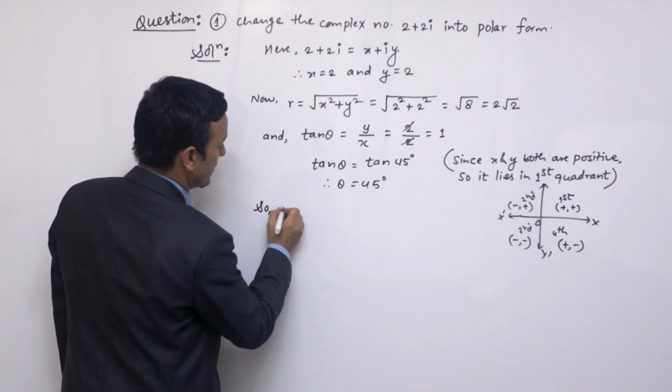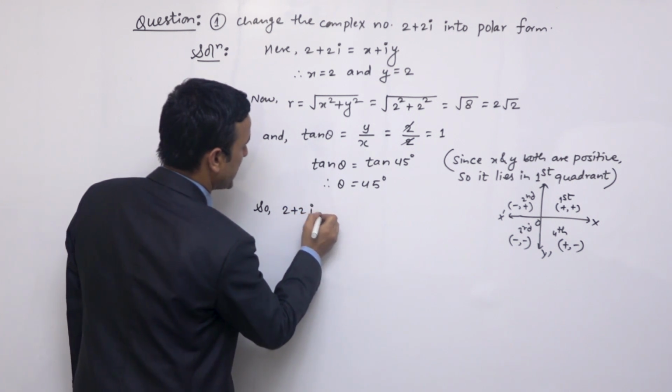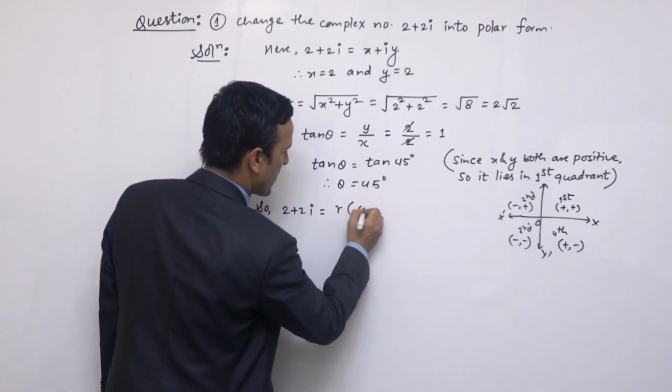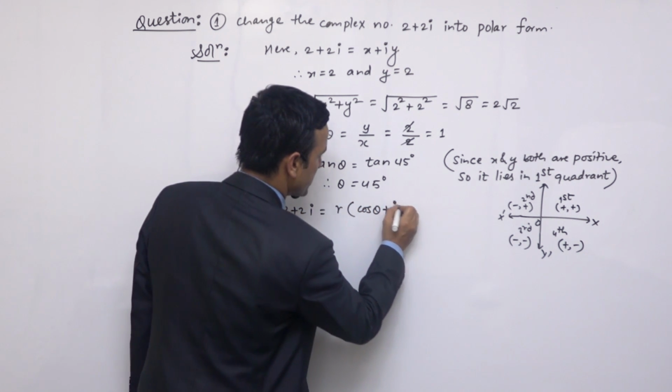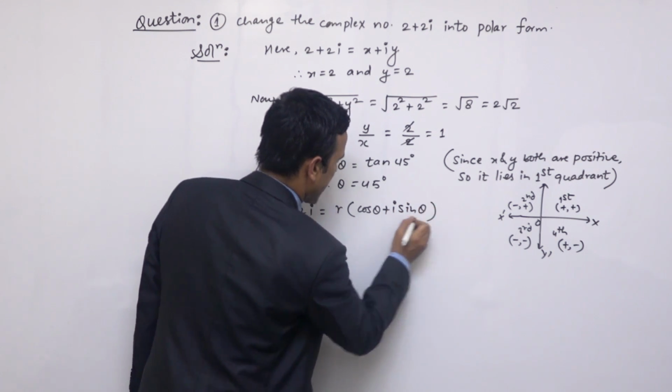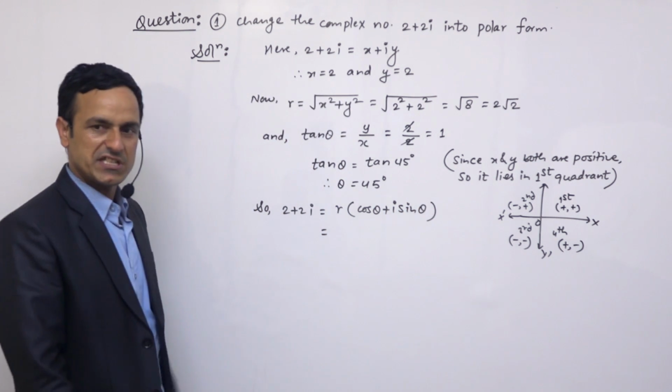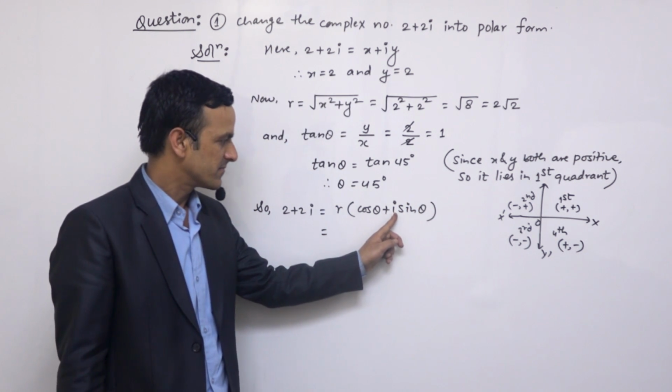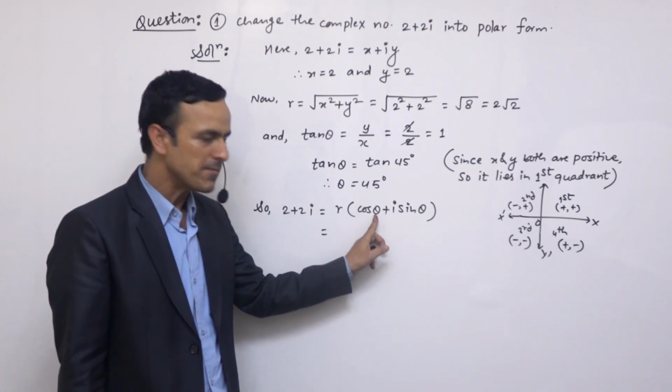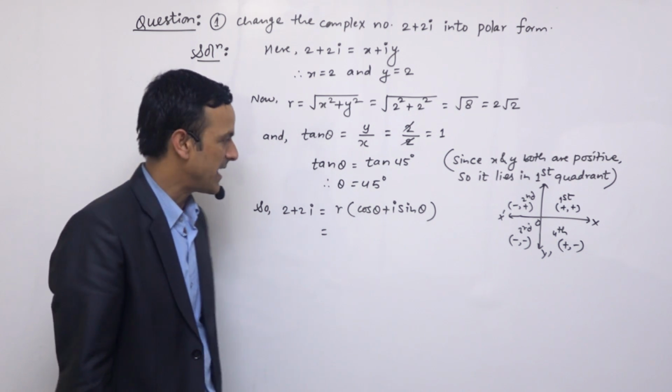So 2 plus 2i is equal to, our polar form is r cos theta plus i sin theta. So this is polar form, r times cos theta plus i times sin theta.